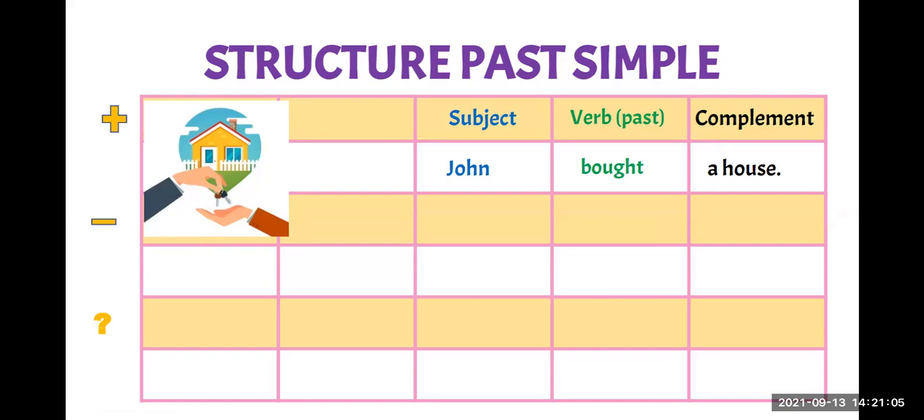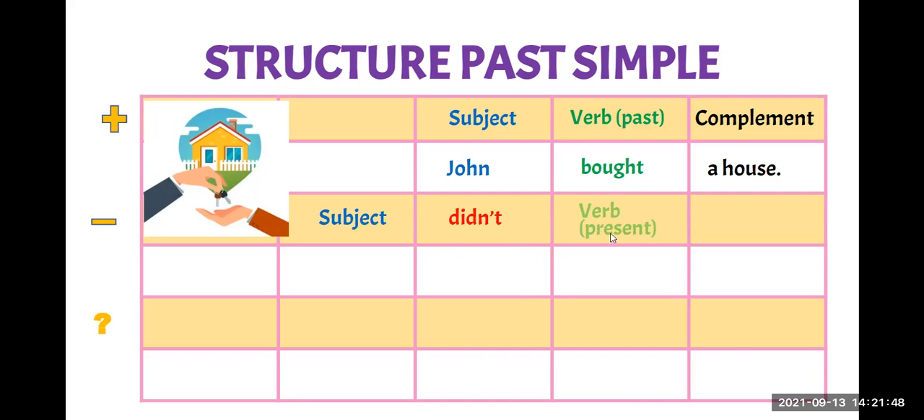How do we form negative sentences? John didn't buy a house. Okay, so first we have the subject. After the subject, didn't. What is didn't? Auxiliary. Auxiliary verb didn't because it's in the negative form. And after the auxiliary verb didn't, the verb, not always in the infinitive form, because sometimes we change a little bit. We are going to say the present or the base form, yes.